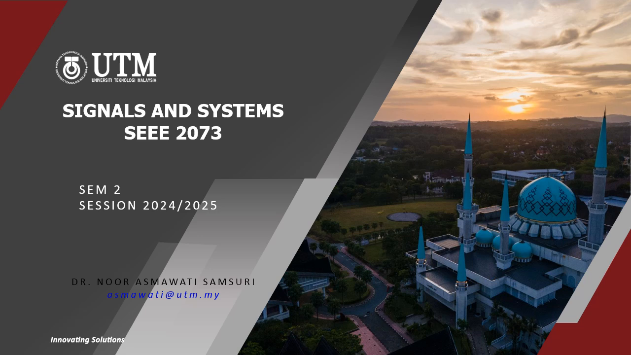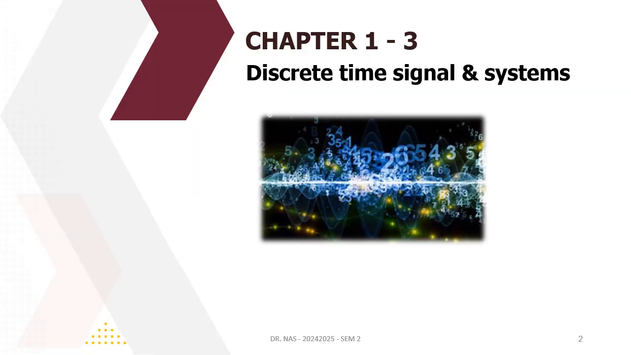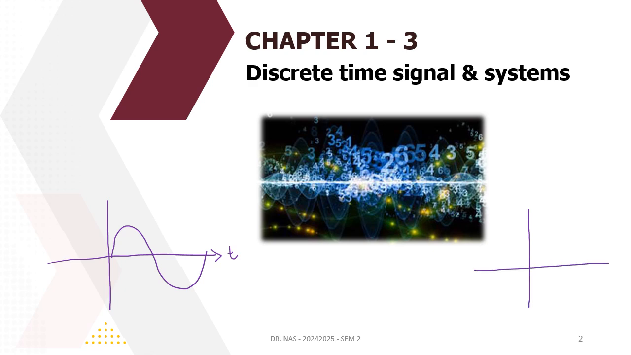So today we're going to continue with the next subtopic of the first chapter. Next we are going to look at discrete time signal and systems. In the previous lecture we have learned on continuous time signal. If you still remember, continuous time signal could be in continuous time in T domain, or you can also have the digital signal still in T domain. But now we are going to look at discrete time signal, which will be in N domain.